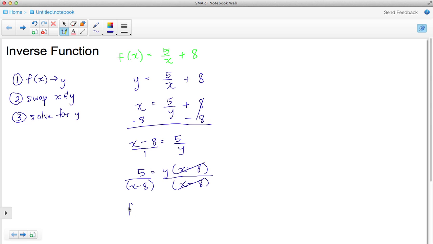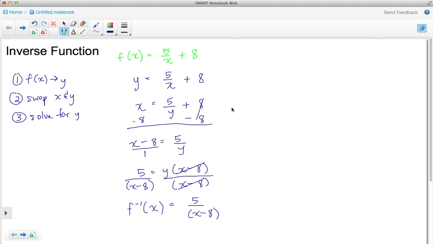So now let's switch back to that notation using f. Notice the negative 1 here. It's not a power. That does mean inverse in this context. So 5 over x minus 8 here is the inverse.